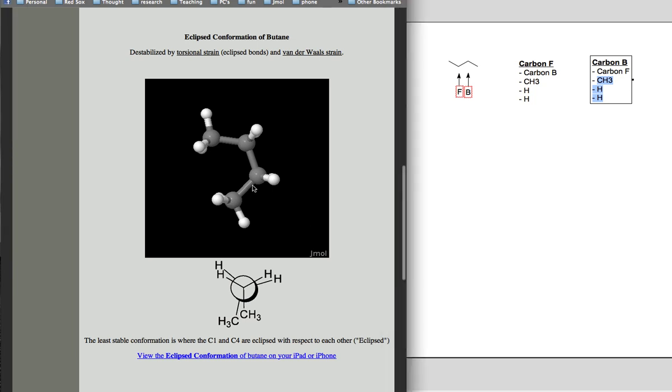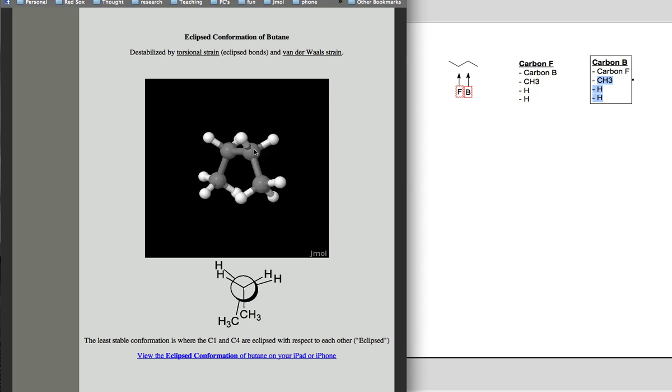Here we have the eclipsed conformation of butane. And you can see how this matches the Newman structure, the Newman projection rather. We pick again one carbon as the front, the other as the back, and we line it up, put one superimposed over the other. You can see that the hydrogen in the front and the hydrogen in the back are indeed eclipsed. And the methyl groups on the bottom are also eclipsed. This is the highest energy, therefore the most unstable conformation of butane.